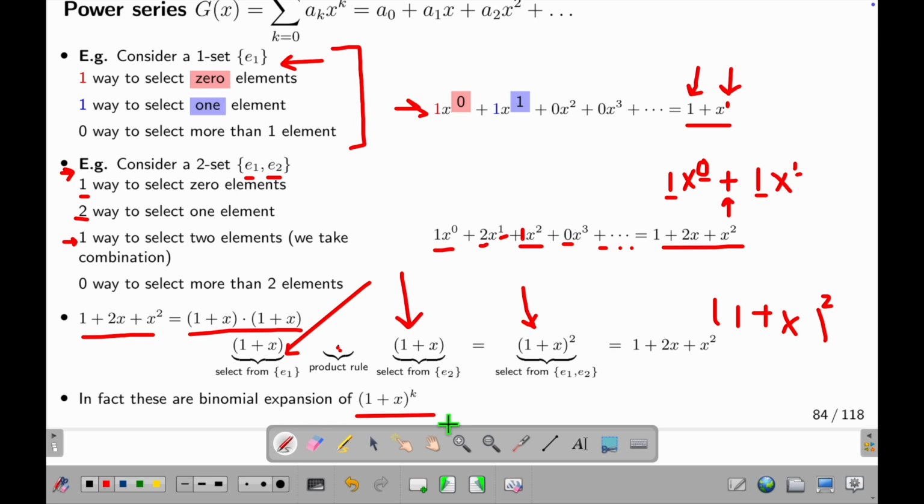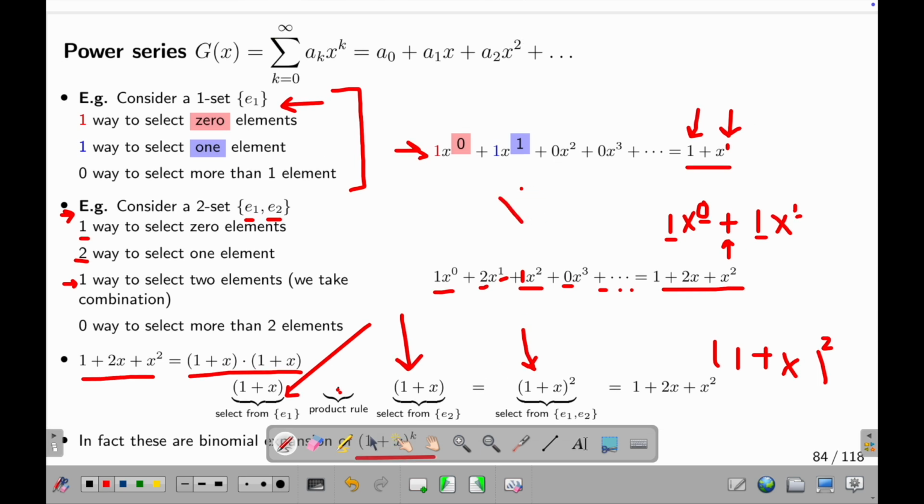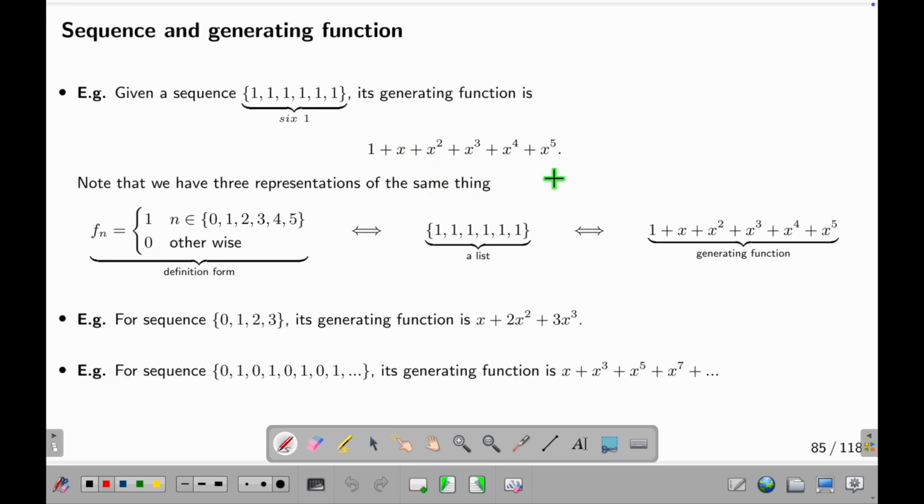Now everything goes together. That means what? The x to a power, I call it P. There's a coefficient, there's a C. This expression has a meaning. This means there are C ways to select P number of x. So this thing, you have 3 representations. This is called a generating function or power series.